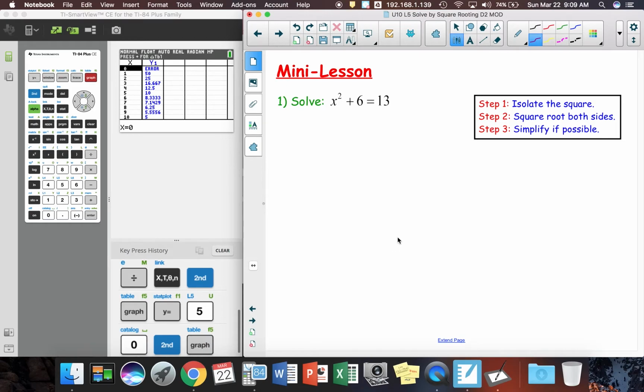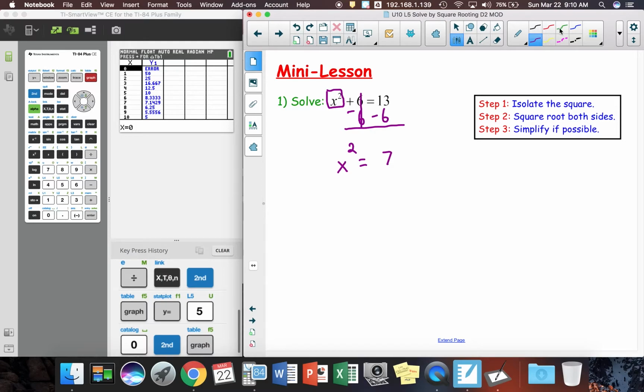So the first example that we have is x squared plus 6 equals 13. Our first step says isolate the square. So this is what we want to get by itself. X squared, we want to get this alone. So in order to get this alone, I'm going to subtract 6 on both sides. Minus 6, minus 6. I cross that out. I have x squared equals 13 minus 6 is 7.